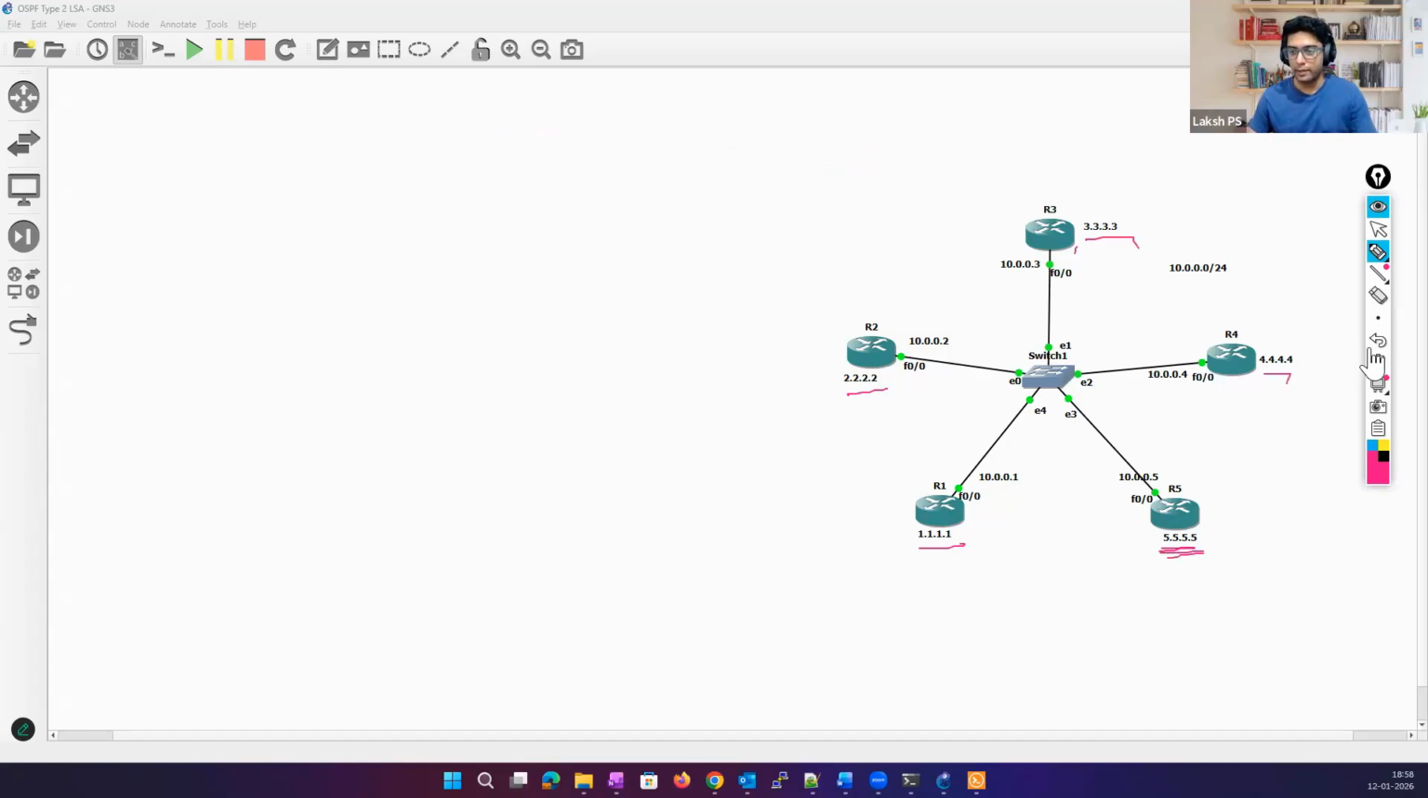These are the loopback addresses of the respective routers. So R5 has the highest router ID, and hence naturally R5 will become the DR, and R4 has the second highest router ID, and it will become the backup DR, or backup designated router.